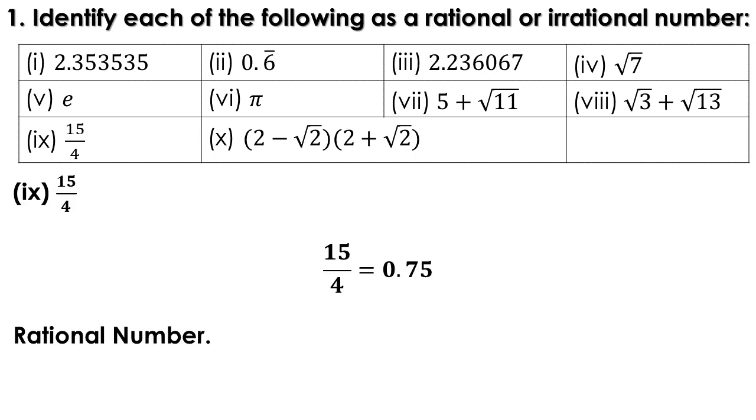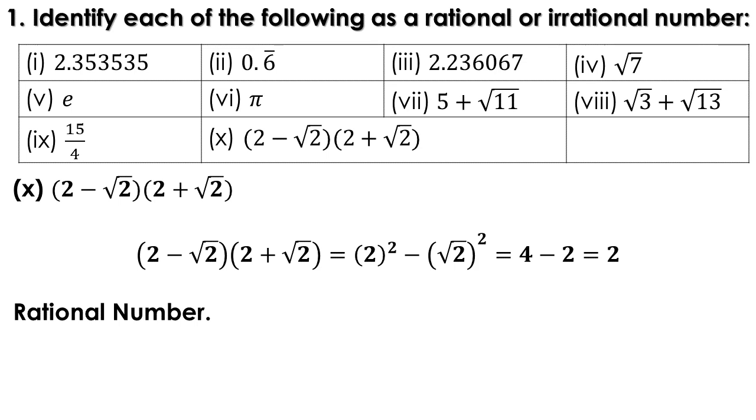Here we have 15 quarters, 15/4. This is a fraction, and we can divide 15 by 4 to get a nice decimal, 3.75. Since this is a fraction, it's a rational number. Finally, we have 2 minus the square root of 2, times 2 plus the square root of 2. If you multiply these two binomials together, you can simplify it. It actually works out to a whole number. 4 minus 2 equals 2, which is a rational number. So, this one is a rational number.